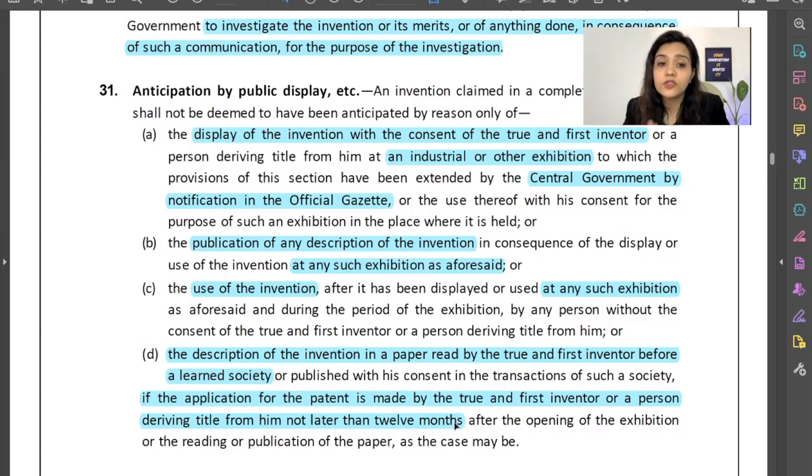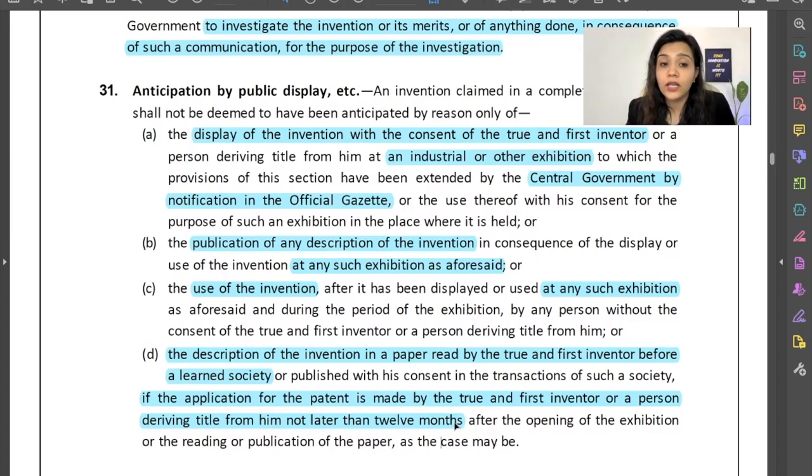So this proviso clause specifically mentions that if you satisfy any conditions of A, B, C, D, those conditions should be satisfied only within 12 months. So for example, the exhibition is held on 1st April 2023. So you'll be given this exception only till 1st April 2024. You cannot be given a time period more than that. So 12 months of time period is there.